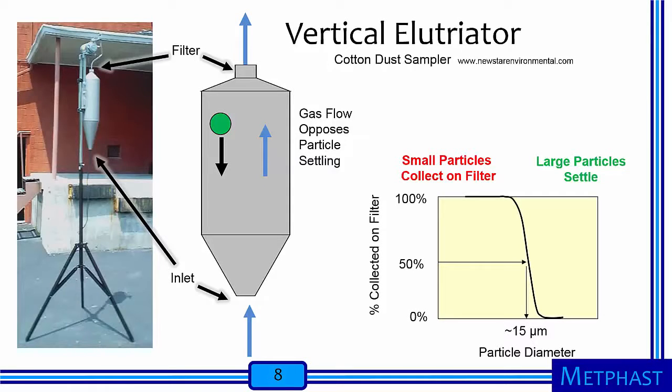Velocity less than the upward movement of air can reach the filter. Thus, as can be seen in the plot, particles smaller than 15 micrometers collect on the filter with high efficiency, whereas larger particles fall out of the device and have low collection efficiency.